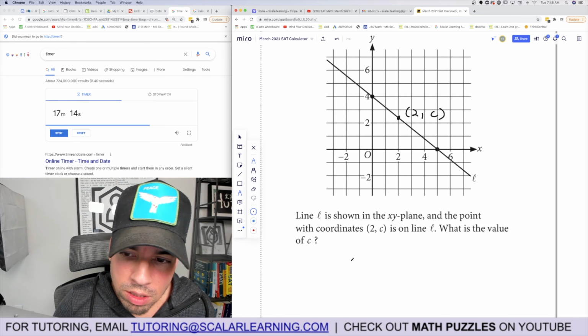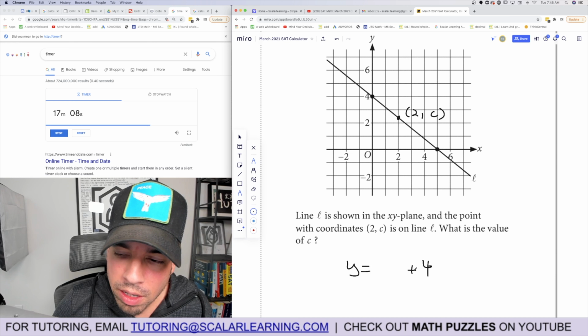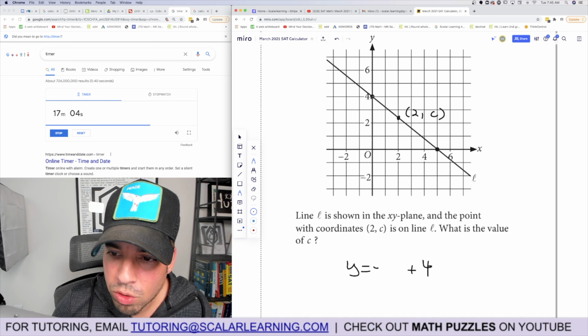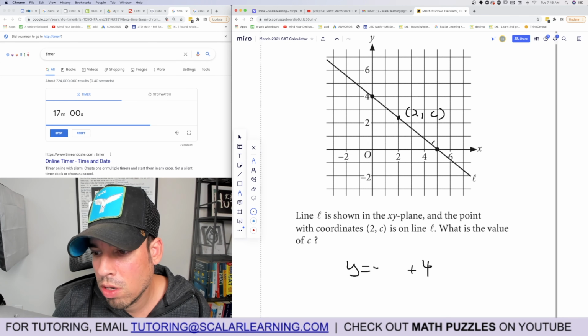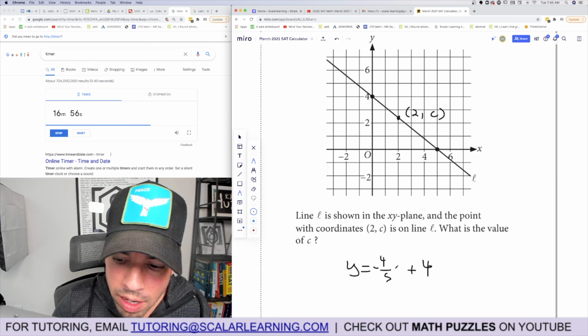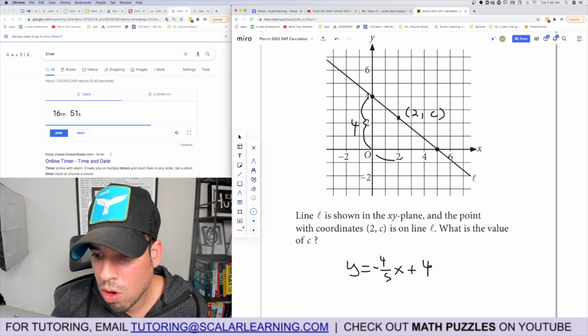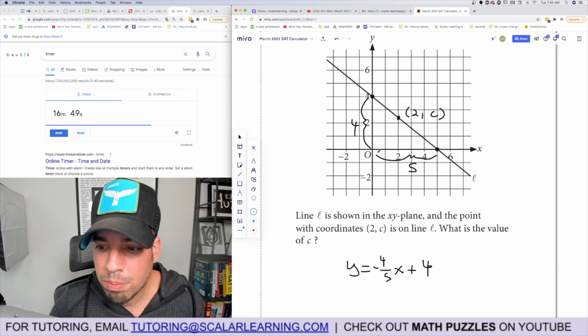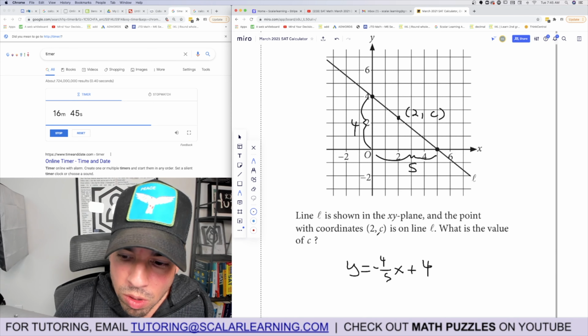All right, so first of all, we can put it into slope-intercept form because it's got a y-intercept of 4 and a slope of negative. It goes down 4 across 5. Negative 4/5 x. You see that? Down 4 across 5, positive 5, negative positive. So negative 4/5. Then we want to know what is the C value.